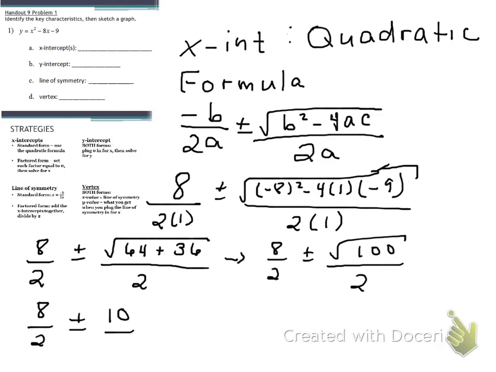And then 64 plus 36 is 100, so the next two steps are to simplify that, so we'll have 8 divided by 2 plus or minus the square root of 100 divided by 2. And then the square root of 100 is 10, so then we'll have 8 divided by 2 plus or minus 10 divided by 2. Then we want to split it off into plus and minus, so 8 plus 10 is 18, 8 minus 10 is negative 2, so we have 18 divided by 2, and negative 2 divided by 2, which is x equals 9, and x equals negative 1.